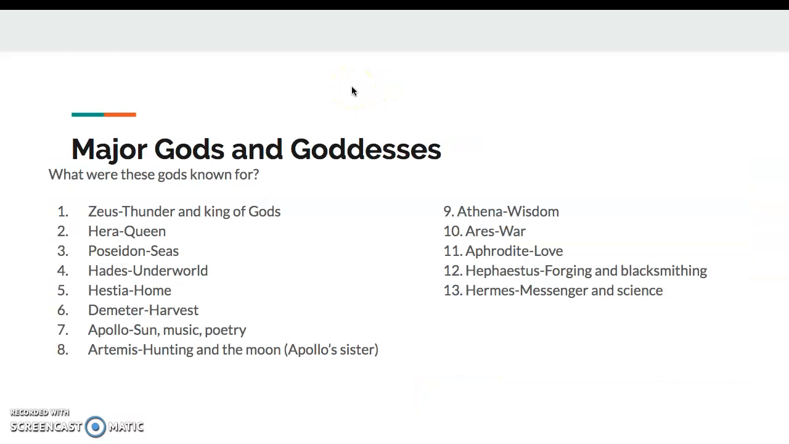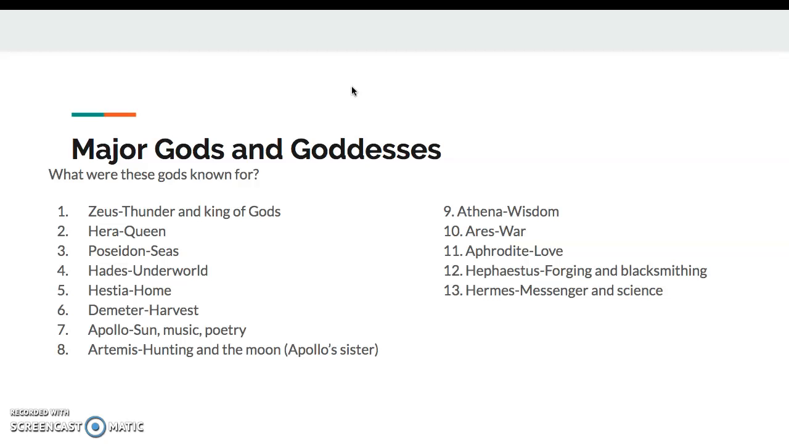So major gods and goddesses. This is definitely not a conclusive list. We have some readings that we're going to do regarding this. It's going to take us a little bit deeper, but here are the basics. A lot of these are the head of the gods, the ones that are going to live on Mount Olympus itself. Number 1, Zeus. He is the god of thunder, and he's the king. Number 2, Hera is his queen. You have Poseidon, who is the god of the seas. Hades, who's the god of the underworld. Zeus, Poseidon, and Hades are all brothers.